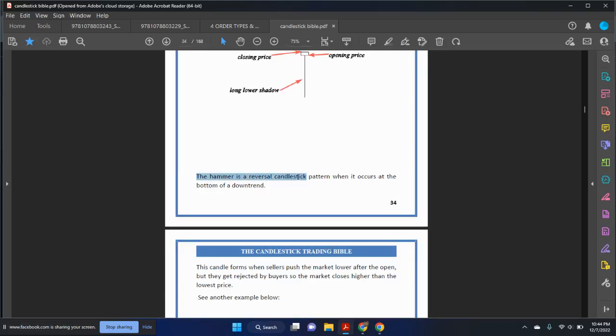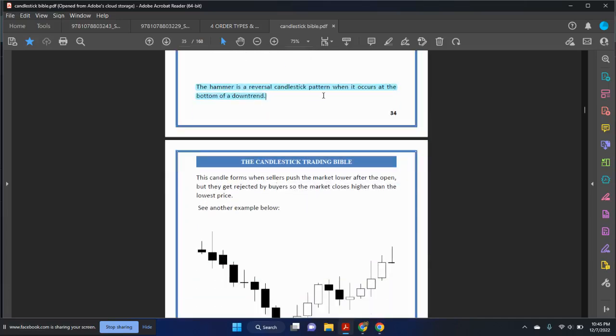The hammer is a reversal candlestick pattern when it occurs at the bottom of a downtrend. This is something good. You want to make sure that it is occurring at the bottom of a downtrend.